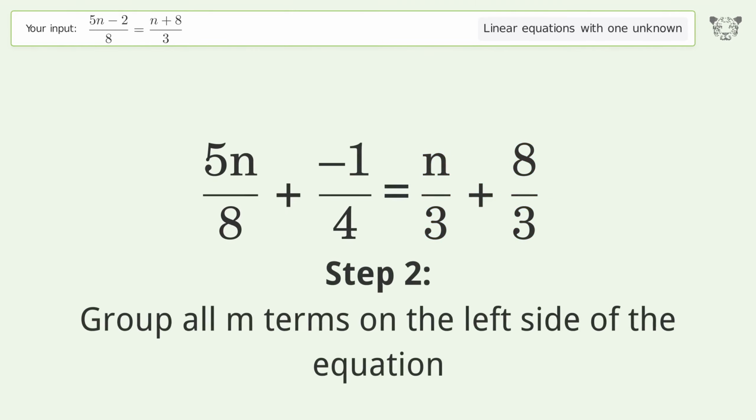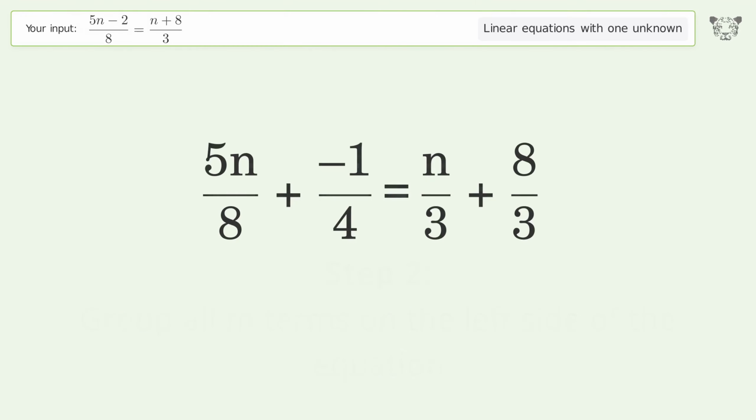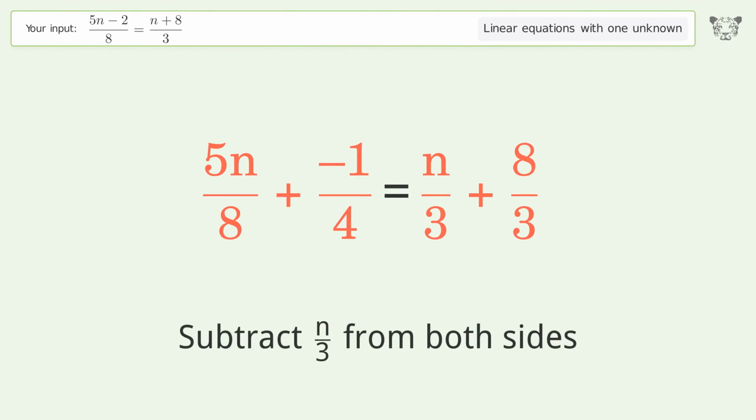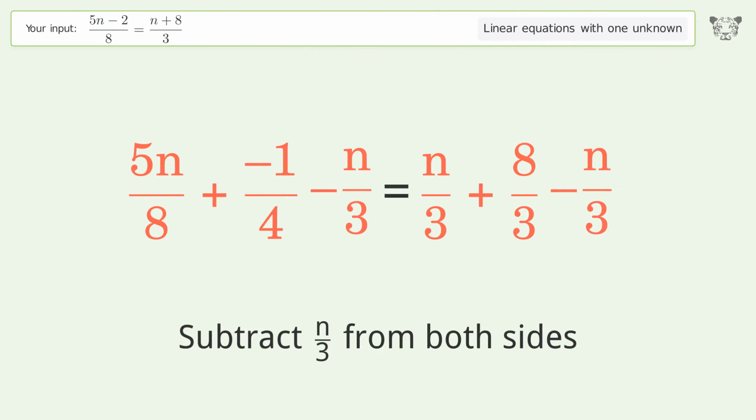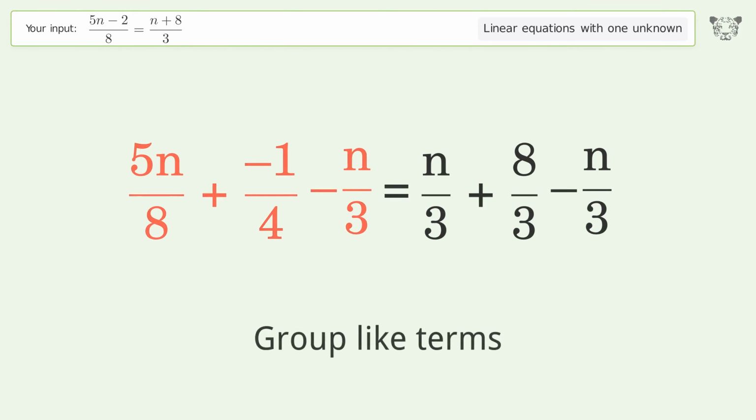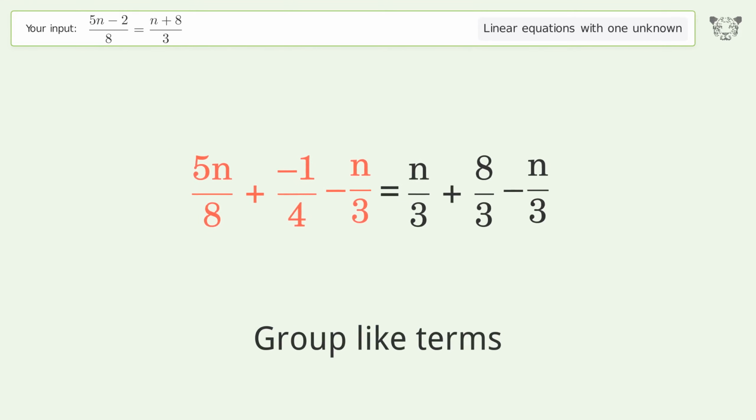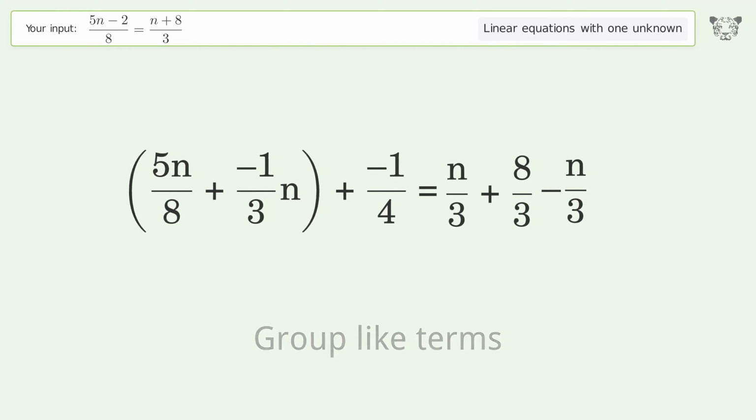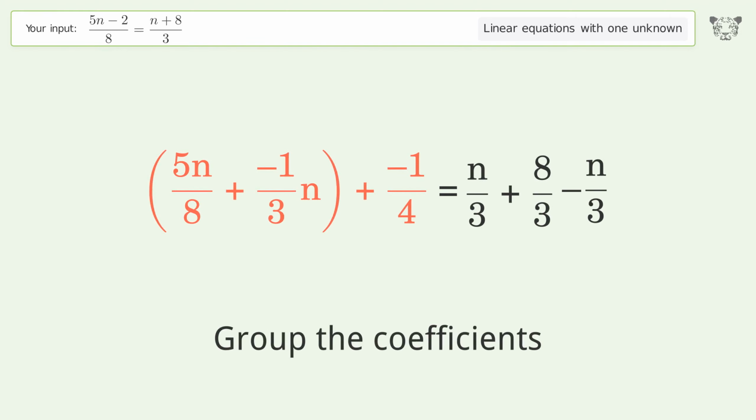Group all m terms on the left side of the equation. Subtract n/3 from both sides. Group like terms. Group the coefficients.